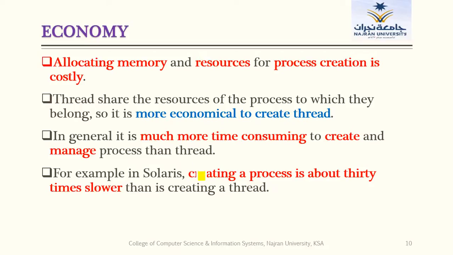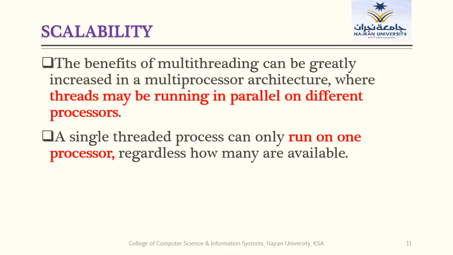As we gave one example, creating a process is about 30 times slower than creating a thread in the Solaris operating system. Because we have to create and manage the thread, creation and management of a process is more expensive than a thread. Scalability: nowadays we have more than one processor on our system, so multi-threaded programming is better than single-threaded, because in this way we can execute more than one thread at the same time.